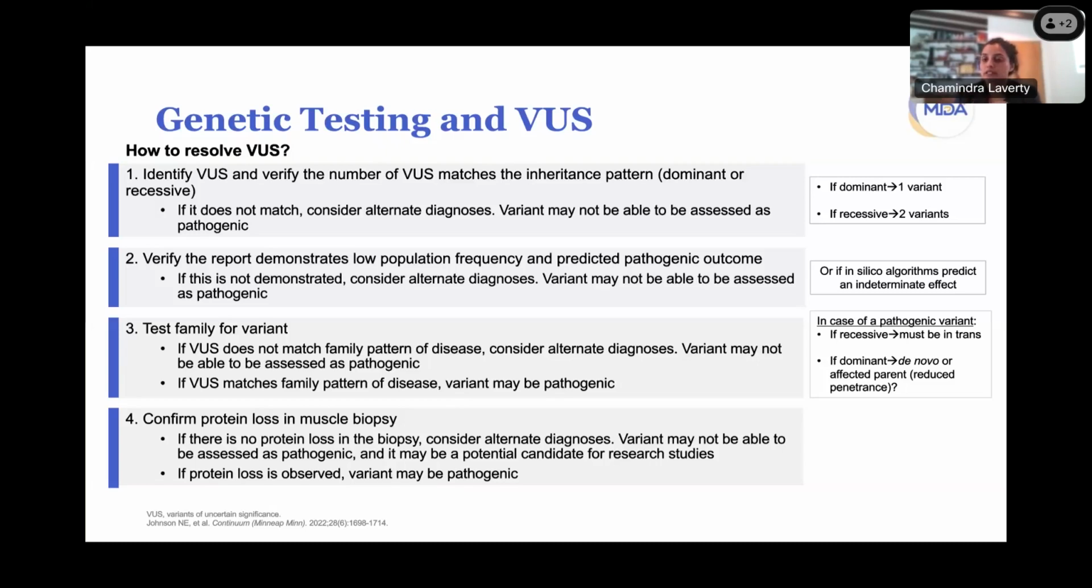Finally, one reason for doing muscle biopsy is, let's say you have a sarcoglycanopathy in your hands, and you have one pathogenic and one VUS. You can do muscle biopsy and show that that specific sarcoglycan is lost on the muscle biopsy through immunohistochemical or immunofluorescence staining.